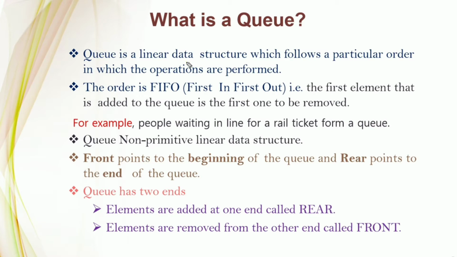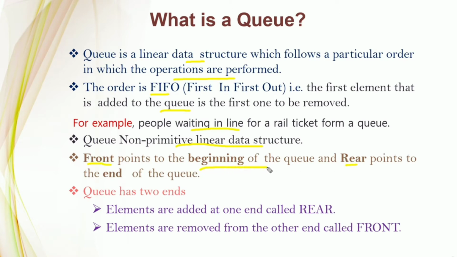Queue is the linear data structure which follows a particular order to perform the operations, and it follows the FIFO order. That means first in, first out. The first inserted element is removed first. The example for this is the people waiting in the line for the railway ticket forms the queue, and this is a non-primitive linear structure, and it has 2 points, that is the front and rear.